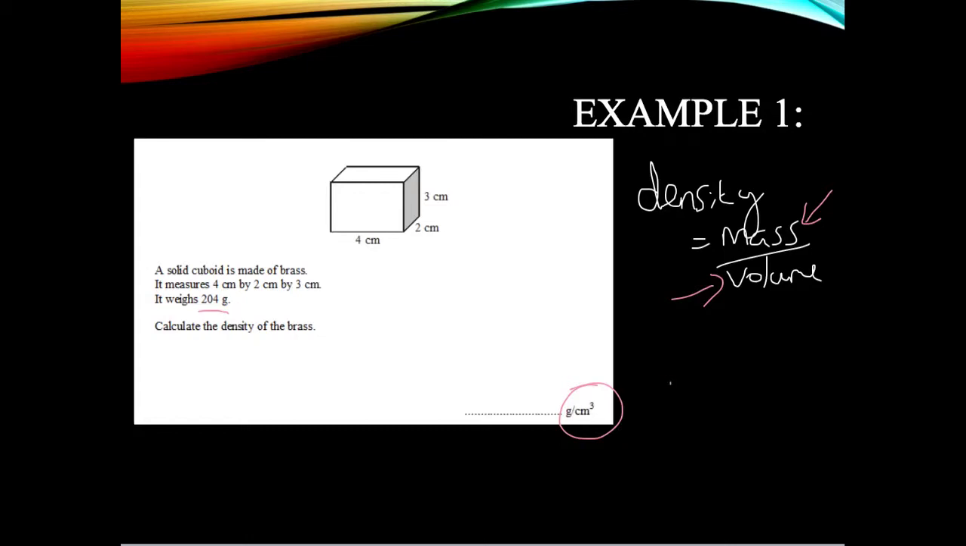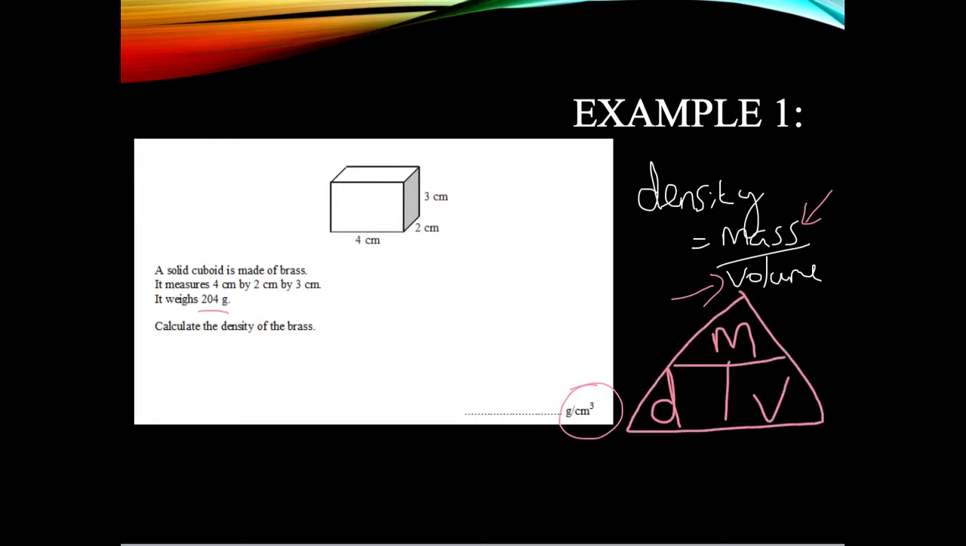Another way that you might think about it is a bit like your speed, distance, time triangle, where density is, let's just rub that out and do it again, do it neatly. So we've got density is mass divided by volume. There we go. We can use our triangle to help us with our calculations if we're not confident in rearranging formulas.